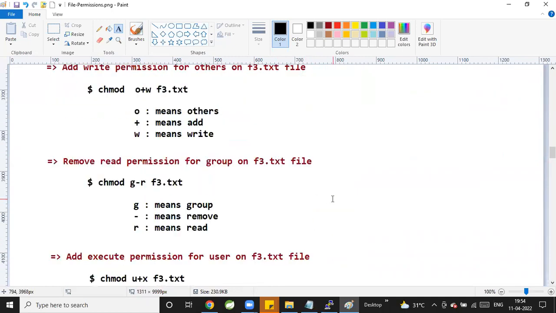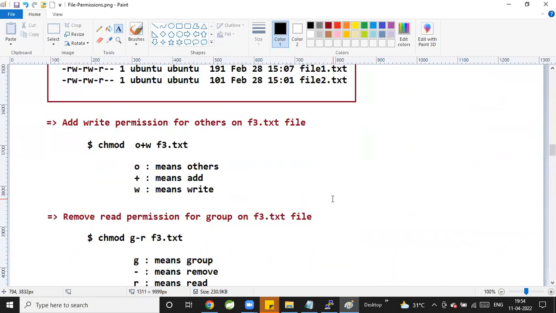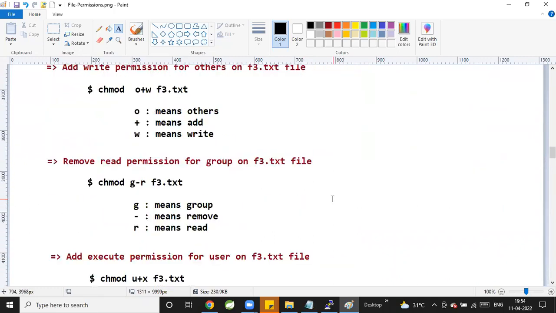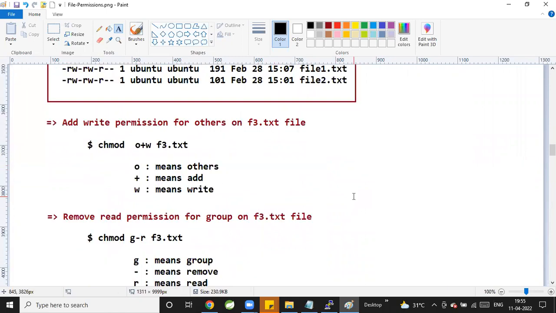Now, if you want to add the permission or if you want to remove the permission, then what is the command that we need to use in the Linux? There is a command called chmod command, change mode command, which is used to add the permission for the file or remove the permission for the file. In order to add the permission, we will use plus symbol. In order to remove the permission, we will use minus symbol.